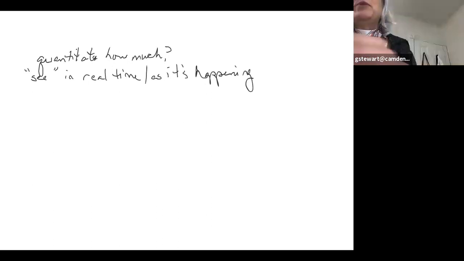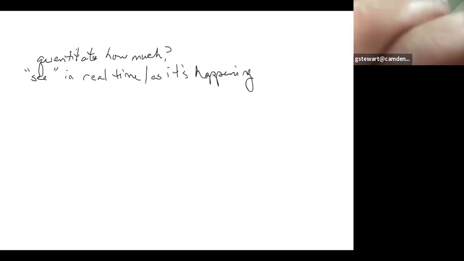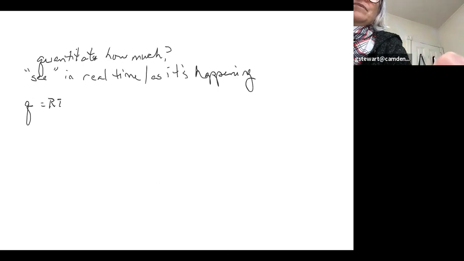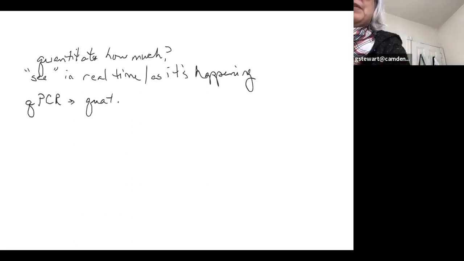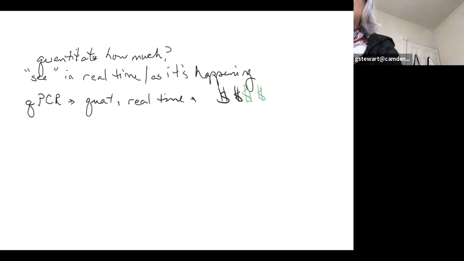Now, what people confuse is Q is RT. Okay. Actually, no, sorry, let me take that back. So qPCR, when you see this, that's the quantitative, right? And that is what is actually happening in real time. And you need a very, very expensive, like $50,000 piece of equipment in order to do this.